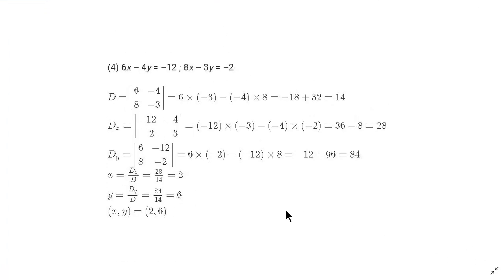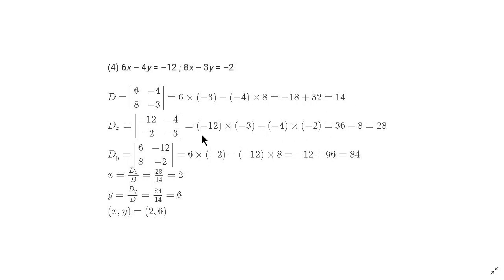Question number 4. This is also in a standard format. Why is this in a standard format? Because we can see here ax by c, ax by c, they are in their positions. So we will go for the direct D, Dx, Dy. For D, the coefficients of x and y are 6, minus 4, 8, minus 3. For Dx, minus 12, 4, minus 2, 3. The 6 and 8 are replaced by minus 12 and 2. Similarly, minus 4 and minus 3 are replaced by minus 12 and minus 2.